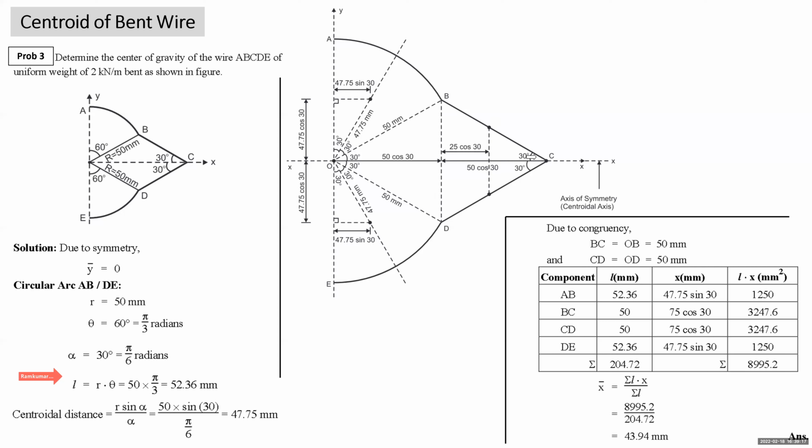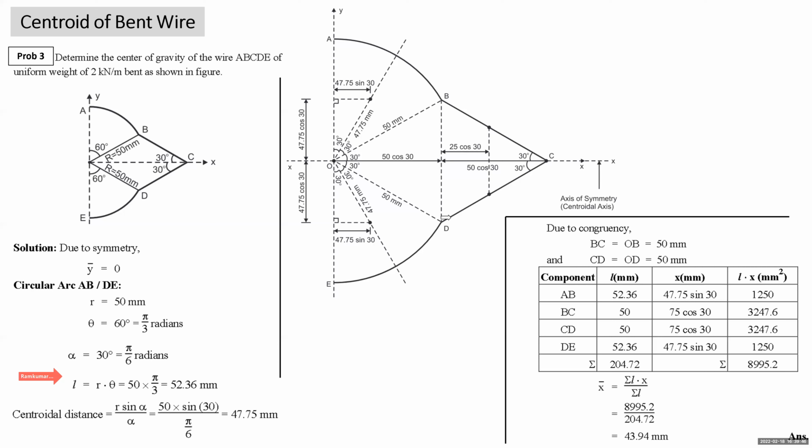Drop a perpendicular. This projection is divided into half. Since its length is 50, the projection will be 50 cos 30. Half of this projection is 25 cos 30. Similarly, this is 50, this is 30, so this projection is 50 cos 30. So the x coordinate of the centroid of this straight inclined length is going to be 50 cos 30 plus 25 cos 30, that is 75 cos 30. So the x coordinate of the centroid of this inclined bent wire is 75 cos 30.